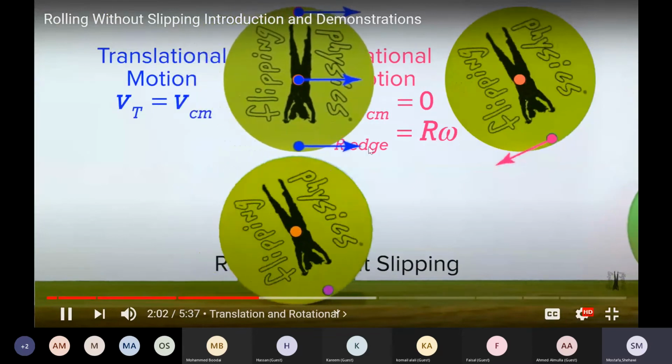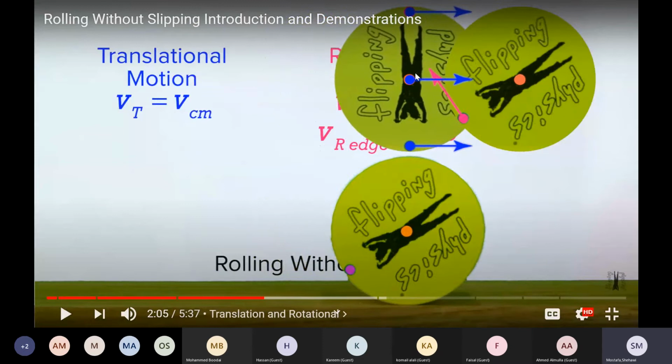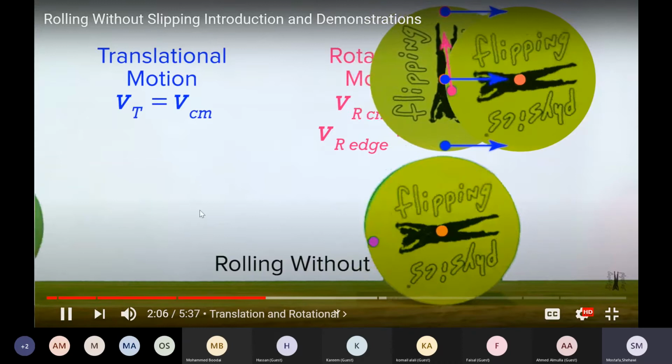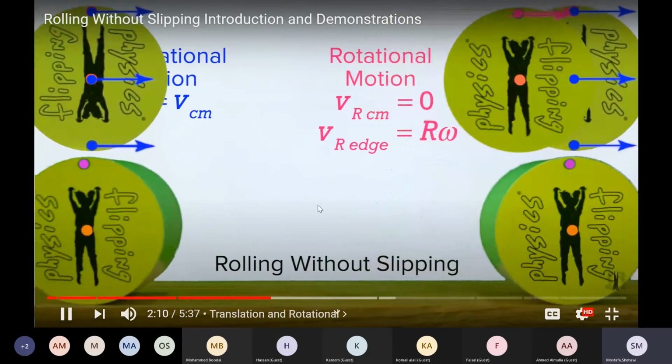When you add those together on the object which is rolling without slipping, we add this motion with this motion to have rolling motion. We add both of them to have rolling motion. Let's see. You can see the top of the object has a velocity that combines both. We are combining rotational with translational in rolling. We will combine the pink arrow with the blue arrow here in rolling.